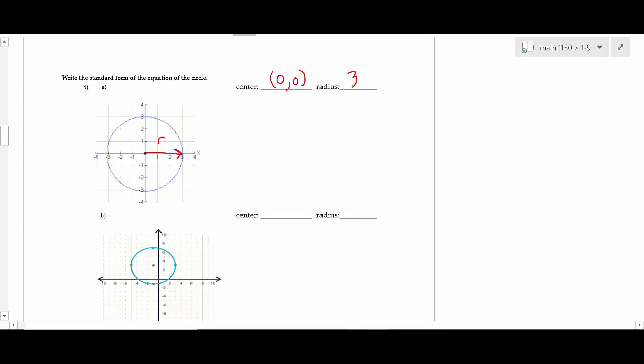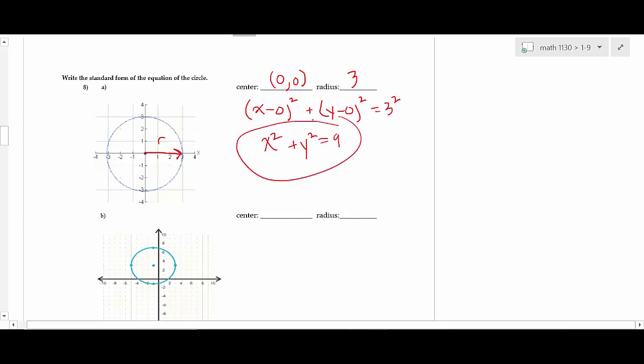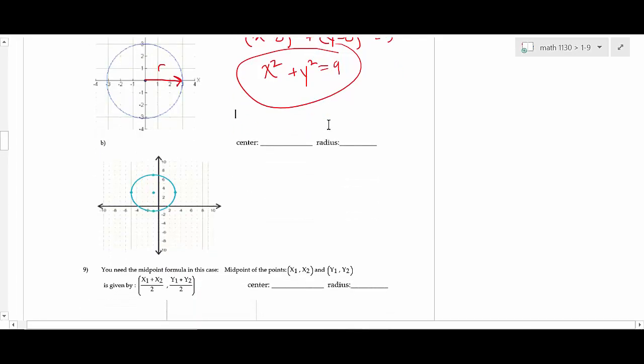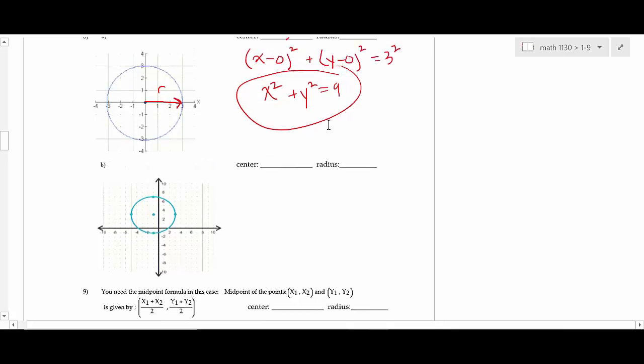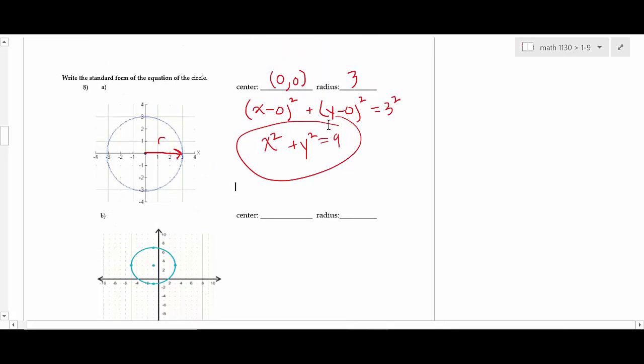Okay, so if you plug this into your standard form, it would go like this. You would have x minus 0 squared plus y minus 0 squared is equal to 3 squared. So that answer would be x squared plus y squared equals 9. Okay, like that. Now, you don't have to do that intermediate step. I'm just showing you when you plug that in the formula, that's what you'd end up getting. All right? See if you can get the answer to B. That one I tried to make up so it's pretty easy to see what the center and what the radius is. Just write down what the center and radius is, and then you can write down your answer. You can do your answer in your head too. I'm fine with that.